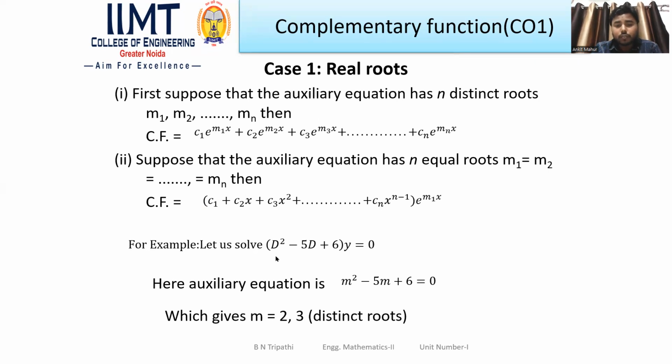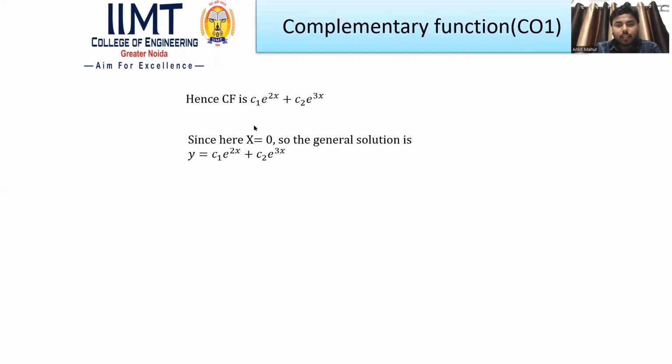Now I am going to discuss an example based on real roots. Solve (D^2 - 5D + 6) y = 0. First we write the auxiliary equation. Replace D by m and y by 1. We get m^2 - 5m + 6 = 0. Solve the equation m^2 - 5m + 6 = 0, and we get the values m = 2 and 3. We see that the roots 2 and 3 are distinct. Then CF is C1 e^(2x) + C2 e^(3x). Since here X = 0, the general solution is y = C1 e^(2x) + C2 e^(3x).